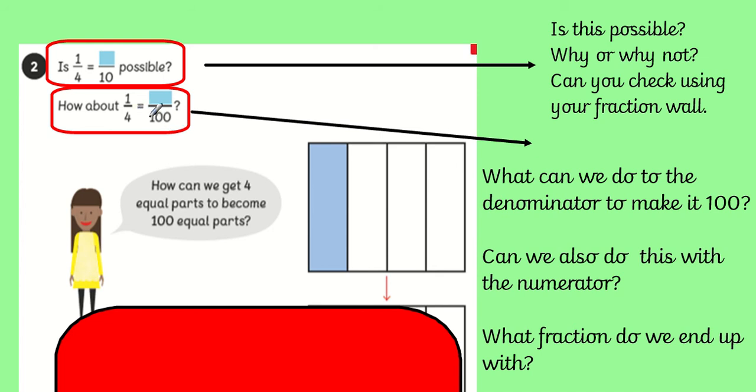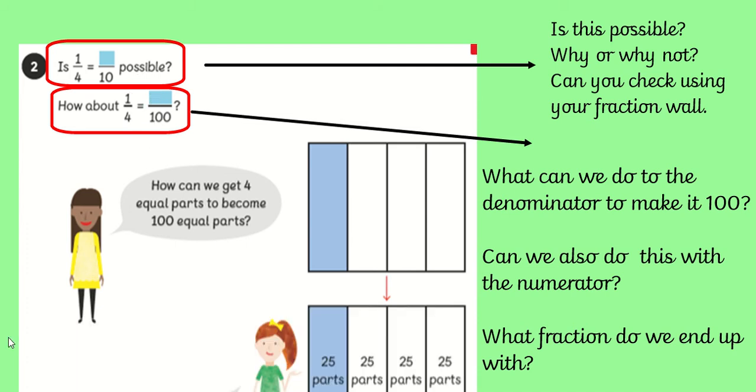hundredths? Could we write 4 in hundredths? You might not know, but 100 is in the 4 times table. And we have to times 4 by 25 to get 100. So if we times the bottom number by 25, we need to times the top number by 25. And I know that 1 times 25 is 25. Okay? So that's what we did to the denominator to make it 100. We times it by 25. We did the same with the numerator, and we ended up with 25 hundredths.